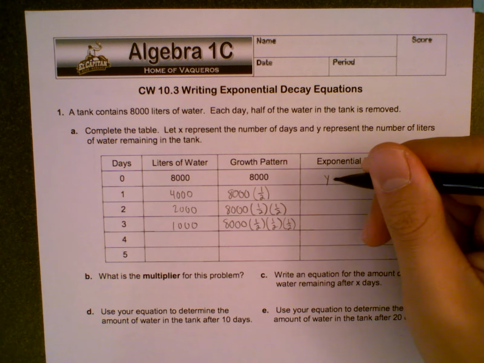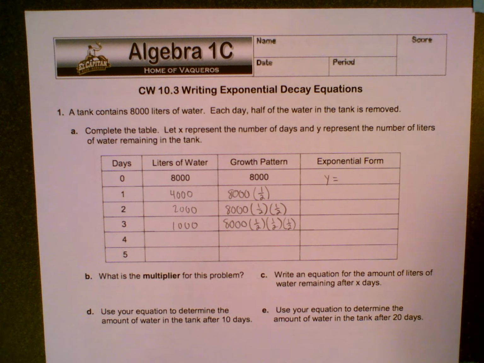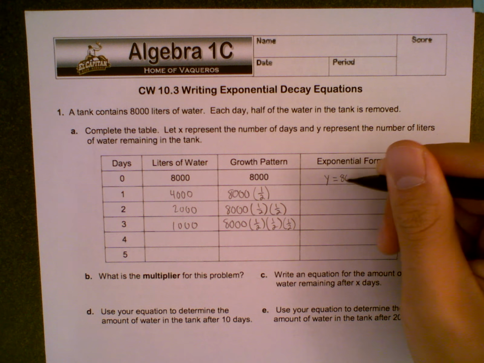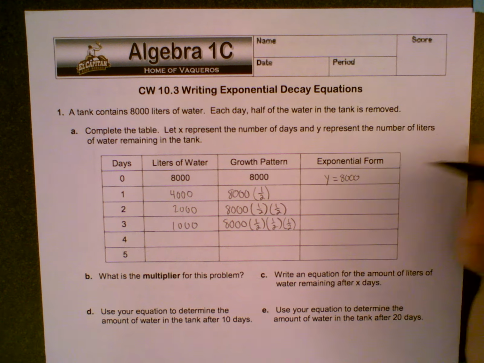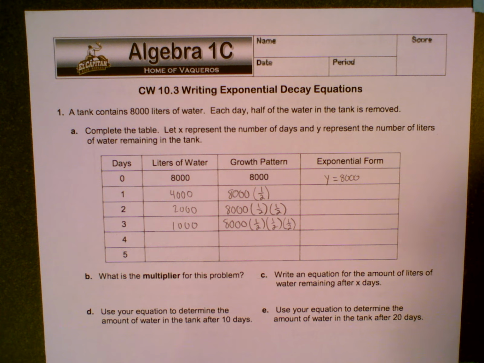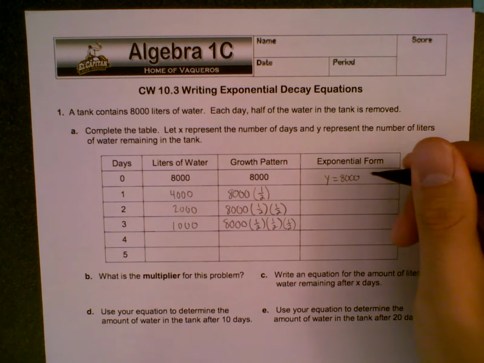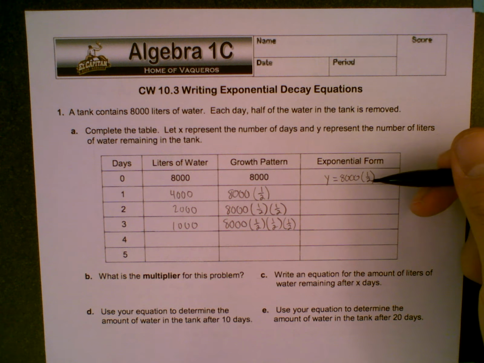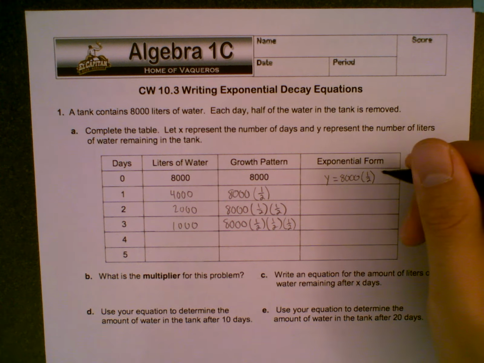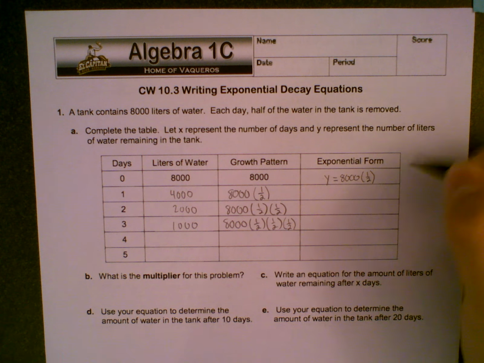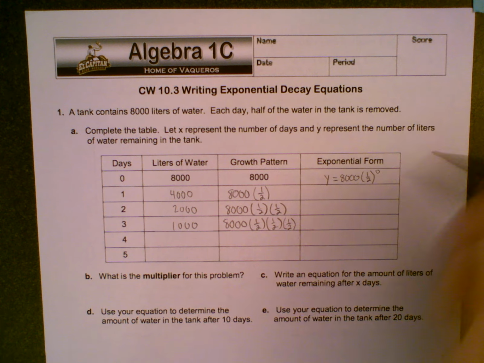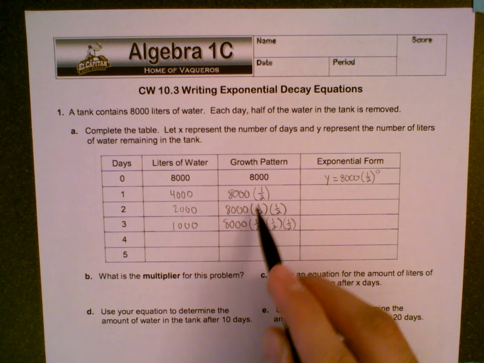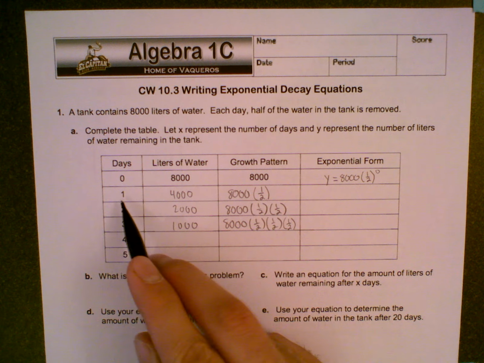So I've got my y equals, our initial value, or the amount that we're starting with, is 8,000. And then my growth rate, or my multiplier for this, is going to be what? What am I doing every single day? What's happening to it? Well, we're multiplying it by 1/2. So 1/2 is my growth rate, or my multiplier. And then my exponent, how many days, the time, is going to be 0 for this one since it's day 0.